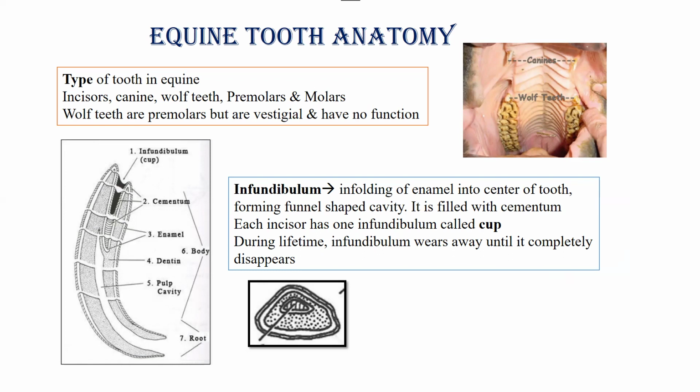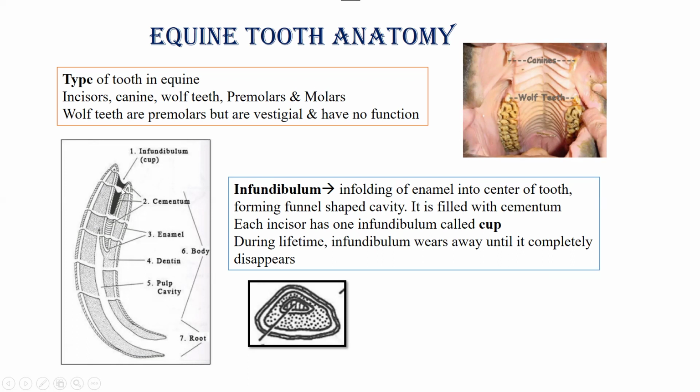Next thing we have is infundibulum. What is infundibulum? That is found on an equine tooth. Basically, infundibulum is an infolding of enamel into the center of tooth, forming a funnel-shaped cavity which is filled with cementum. You can see this picture, which is taken from Pasquini Anatomy, and it is a very good picture. This is a picture of an equine tooth from the side. So you can see this infolding, which is called infundibulum, and it is filled with this cementum.